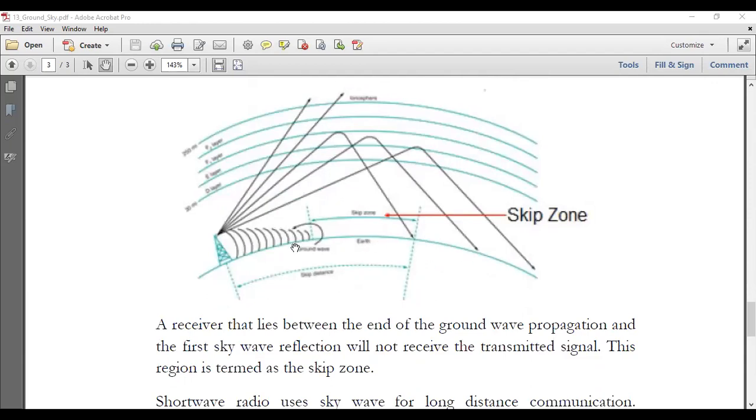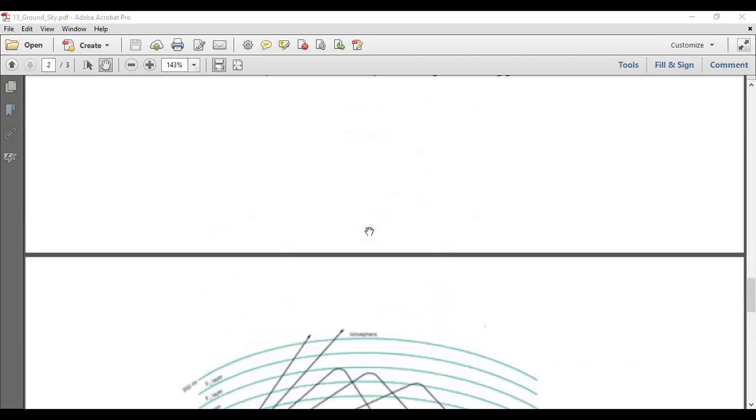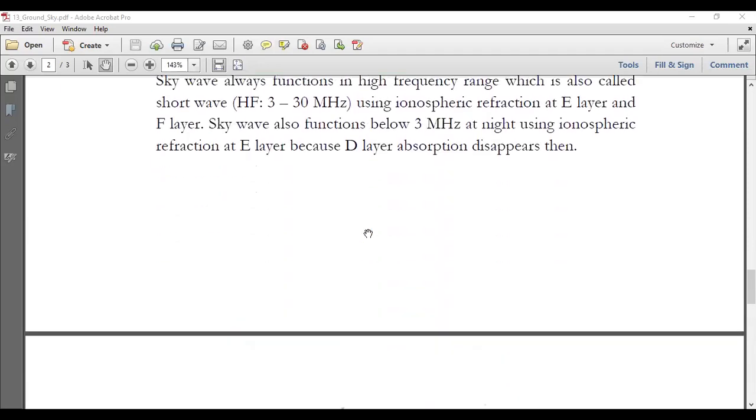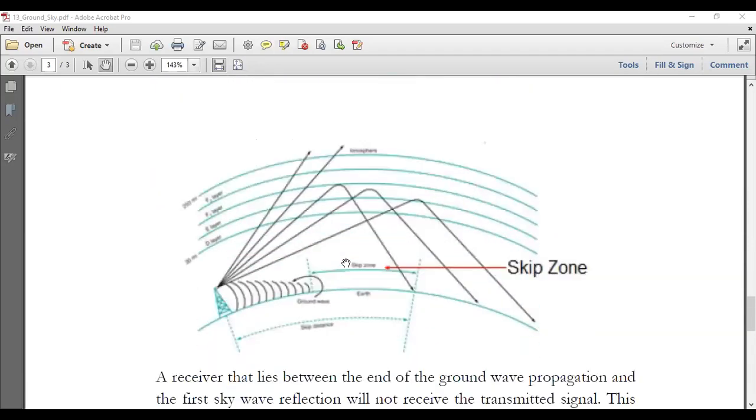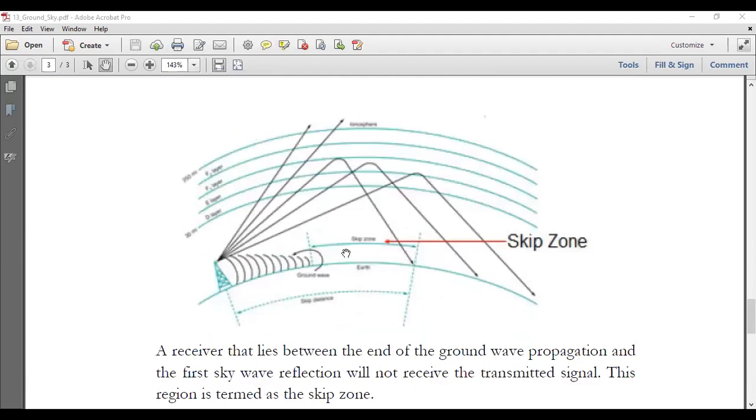Of course, between ground wave coverage and your first skywave communication, there is a large area which you cannot cover. Okay, so this is called a skip zone. So using both ground wave and skywave, you can cover a good part of the earth, very good part, but not the whole. Okay, especially mainly because of this skip zone.